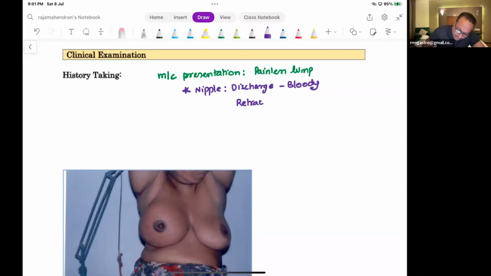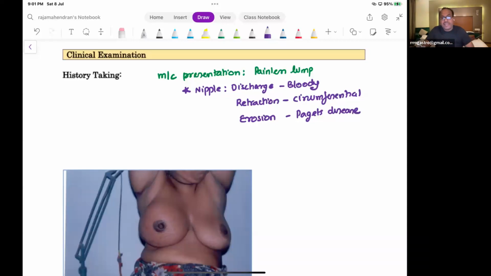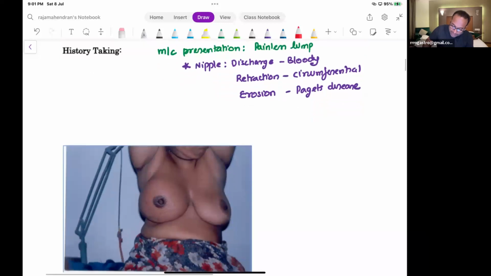Nipple retraction of the breast. Nipple retraction will be circumferential retraction. Okay, it will be a circumferential retraction, not slit-like. Nipple erosion, sometimes nipple is gone, like in Paget's disease. Paget's disease of breast, the nipple itself will be gone. That is another presentation. And don't forget, you have to examine the breast, and clinical examination of breast, you all would have examined in detail in your final year ward rounds.